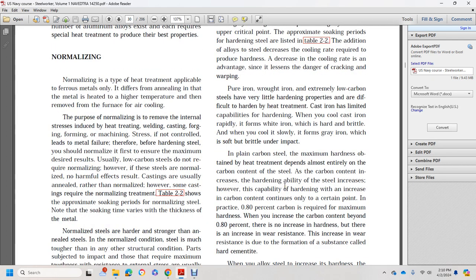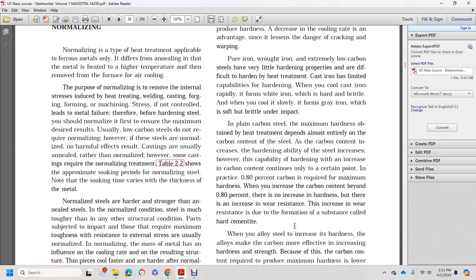For plain carbon steel, the maximum hardness attained with heat treatment depends almost entirely on the carbon content of the steel. As the carbon content increases, the hardening ability of the steel increases. However, the capability of hardening increases with carbon content only up to a certain point. In practice, 0.8% carbon is required for maximum hardness. When the carbon content increases beyond 0.8%, there is no increase in hardness, but there is an increase in wear resistance. The increase in wear resistance is due to the formation of a substance called hard cementite.